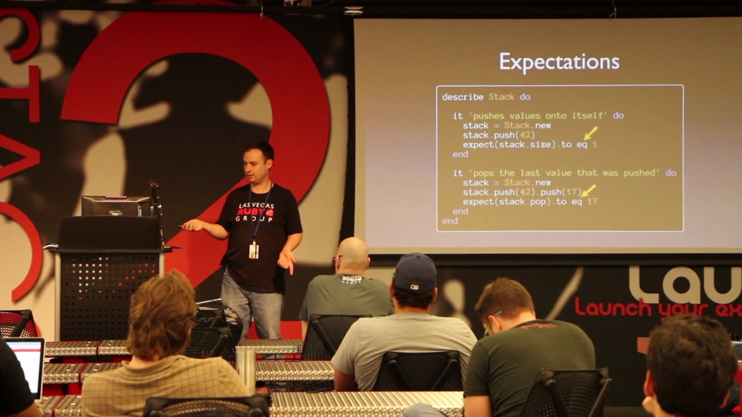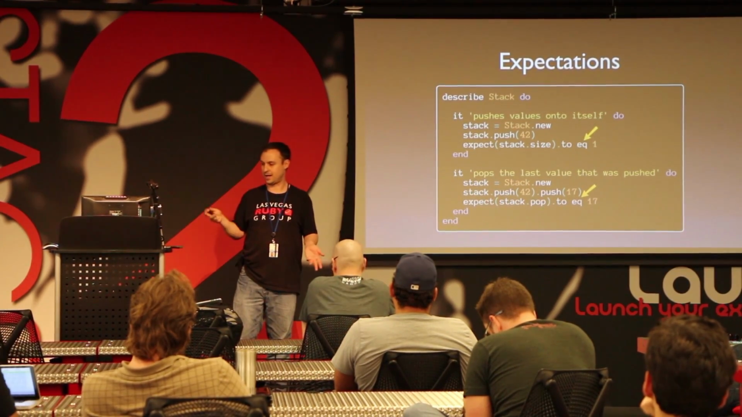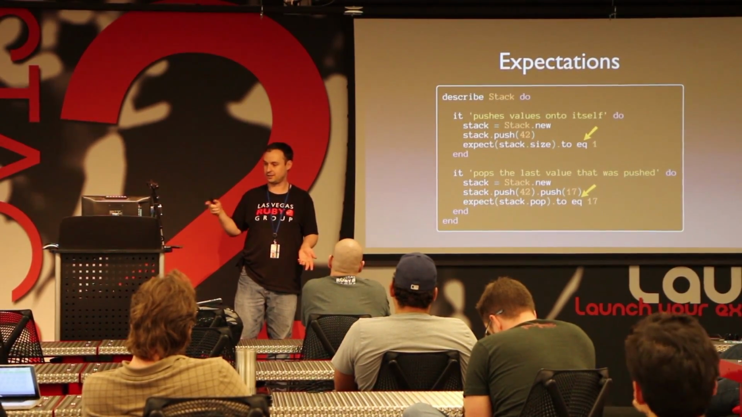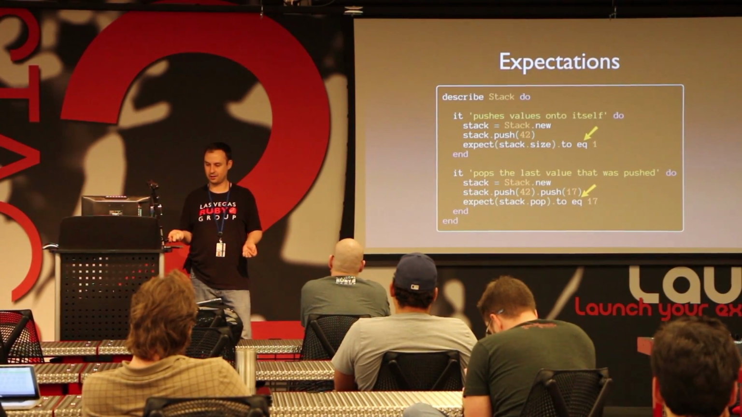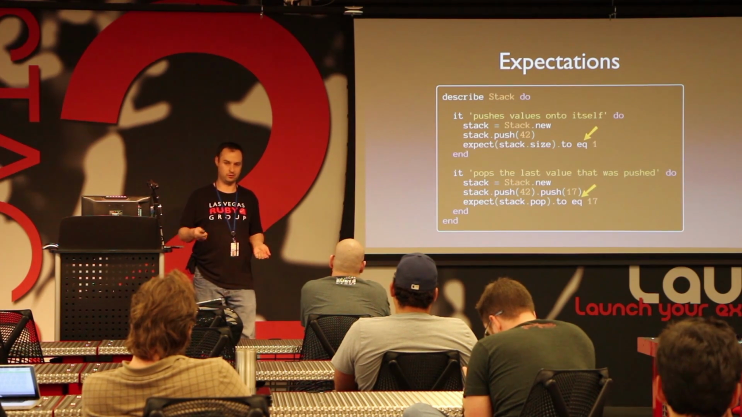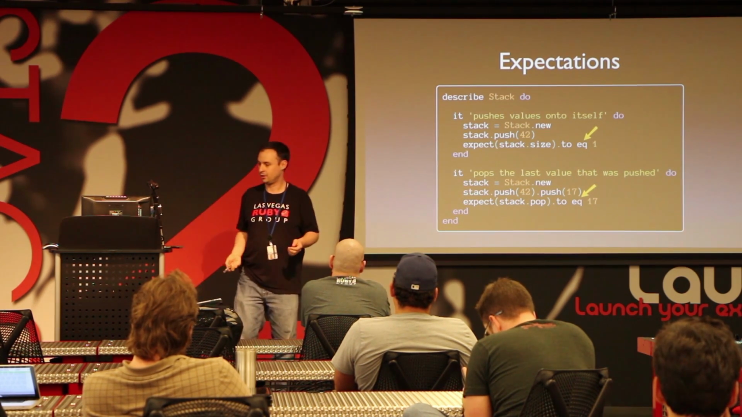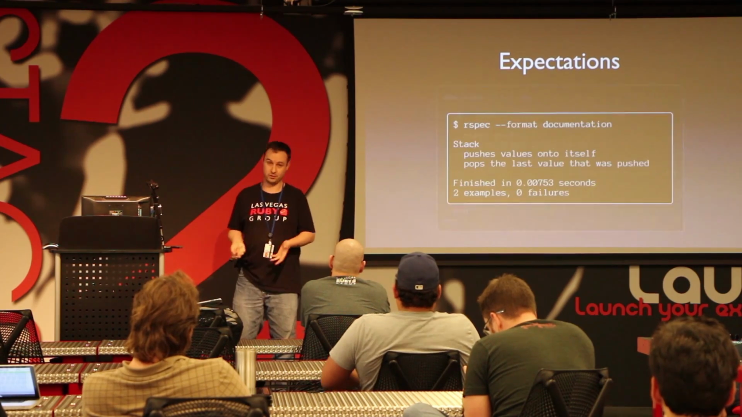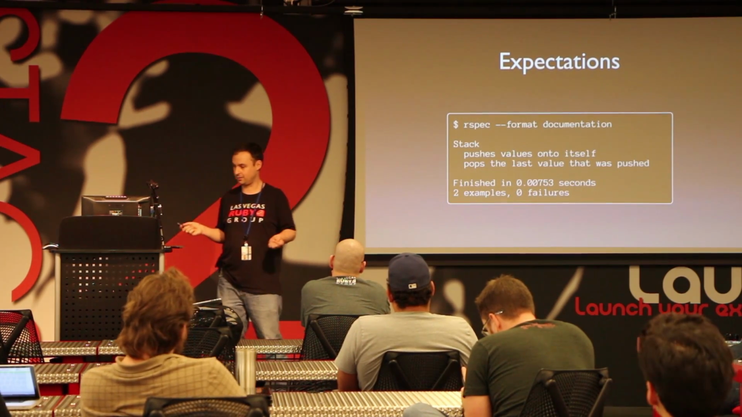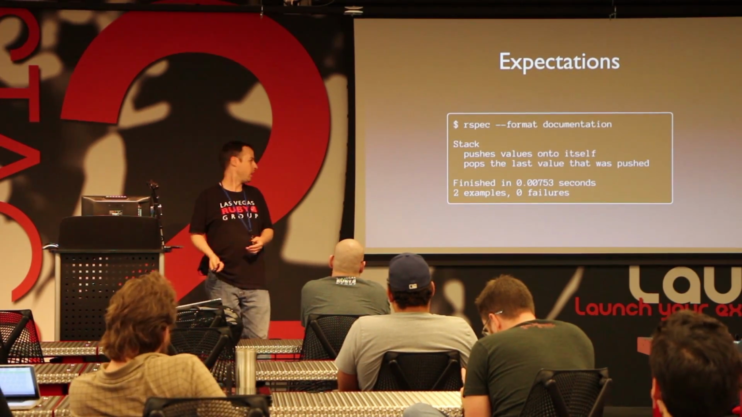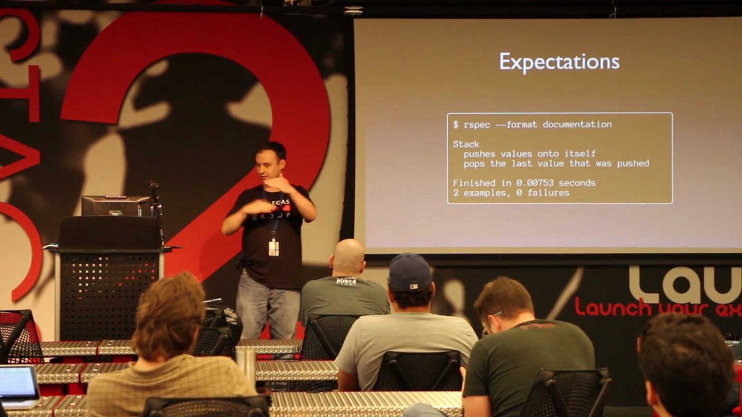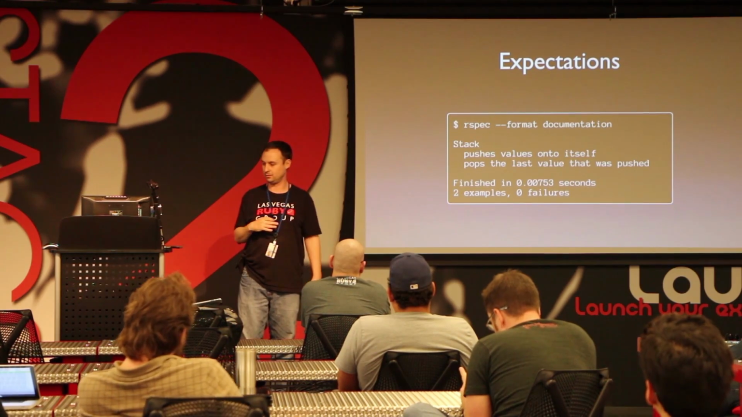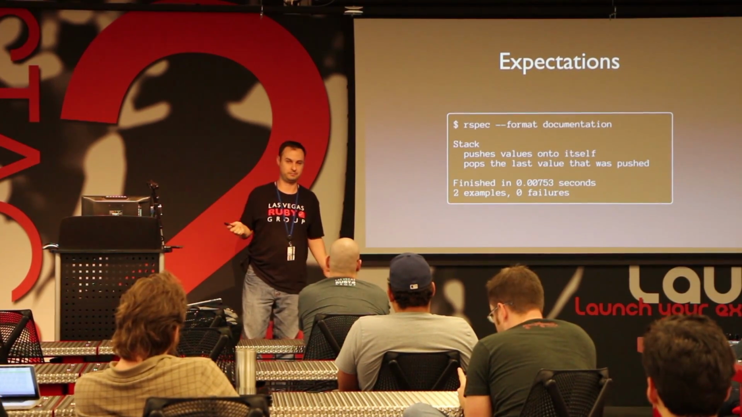So if we push a value onto the stack, we expect the stack size to equal 1. And if we push 2 values onto the stack, we expect the value that we pop off of the stack to equal the last value we pushed on. So when you run this, if your code works, if it passes, you get an output that looks something like this. You actually just see the documentation of what your code should do, and it just says it works.